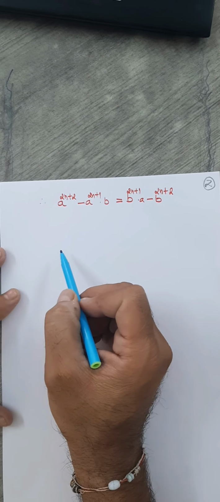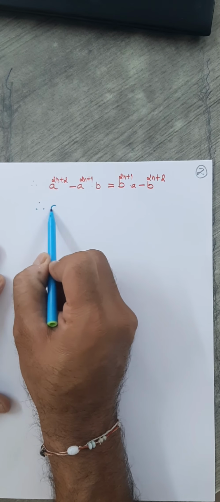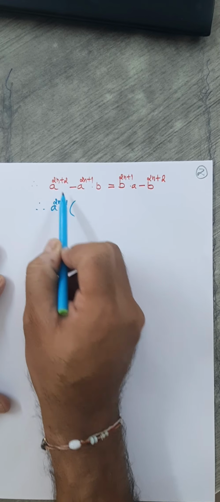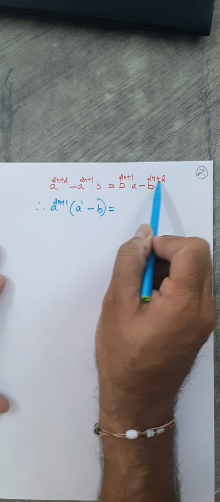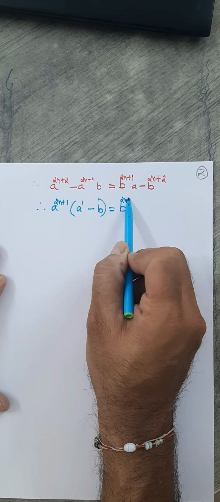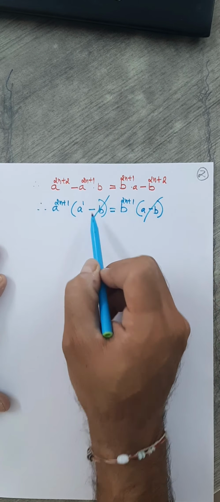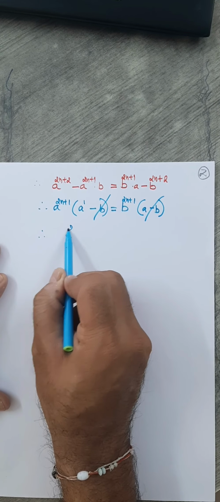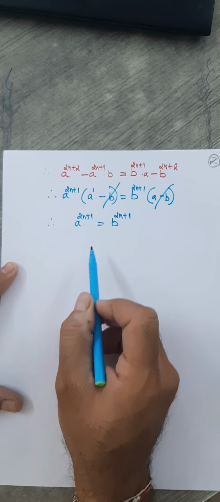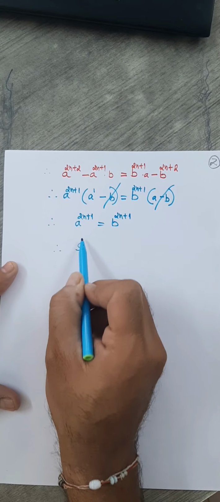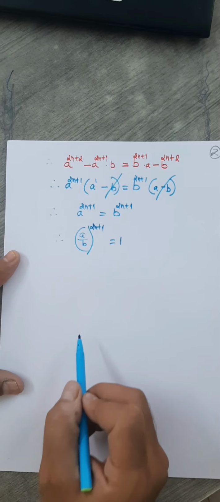Why we did this? You know very well, because now this much is common. A raised to 2n plus 1 you will find common. So here you are left with 1 power minus b as it is. Here b raised to 2n plus 1 you will find common. So you are left with a and here 1 power. So this will get cancelled. So a raised to 2n plus 1 equals b raised to 2n plus 1. And therefore (a by b) the whole raised to 2n plus 1 equals 1.